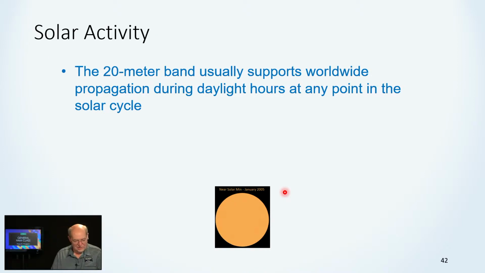Solar activity is one band that's fairly magic. The 20-meter band usually supports worldwide propagation during the daylight hours at any point in the solar cycle. So 20 meters was our friend during that minimum solar activity.